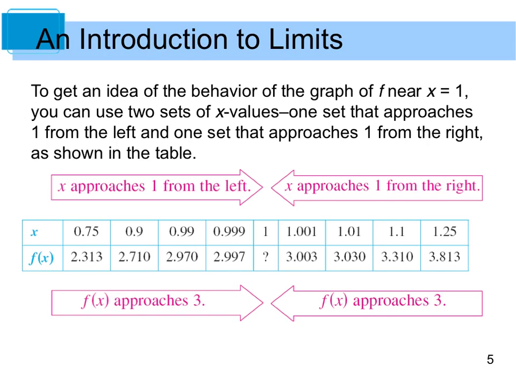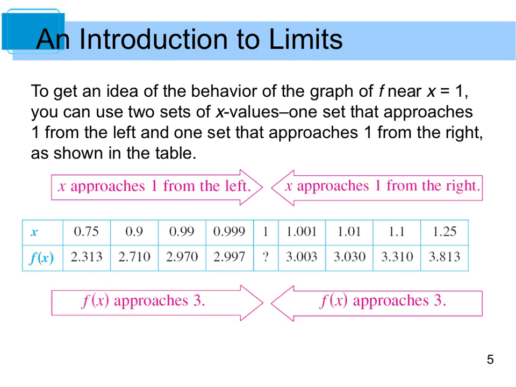Okay, as my values start approaching 1 from the right, so let's say 1.5, 1.25, 1.1, 1.01, it's getting closer and closer to 1. Remember, we cannot equal 1. But the closer and closer I get to that value, take a look at what's happening to your y's: 3.813, 3.31, 3.03, 3.003.